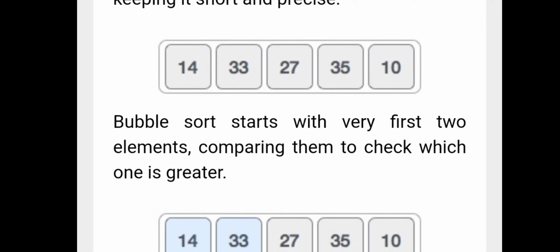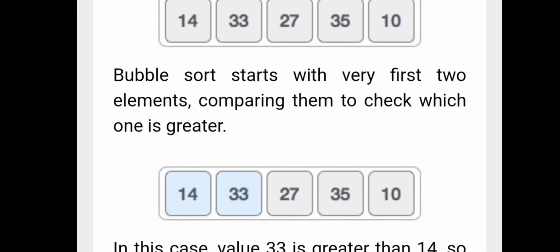Is this array in a sorted order? No, because 14 is less than 33, 33 is greater than 27, 27 is less than 35, and 35 is greater than 10. So these elements are not in either ascending order or descending order. This is an unsorted array. Our aim is to place these elements in order, either ascending or descending.